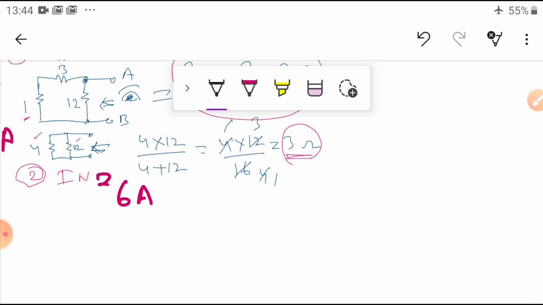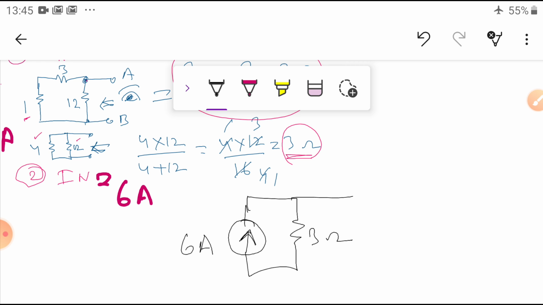What is the equation now? So this current source is equal to 6 amperes, and you can see the direction of this one. Now what is the resistance connected? 3 ohms. Now this terminal is the A, this terminal is the B. Now it is ready to take any load.